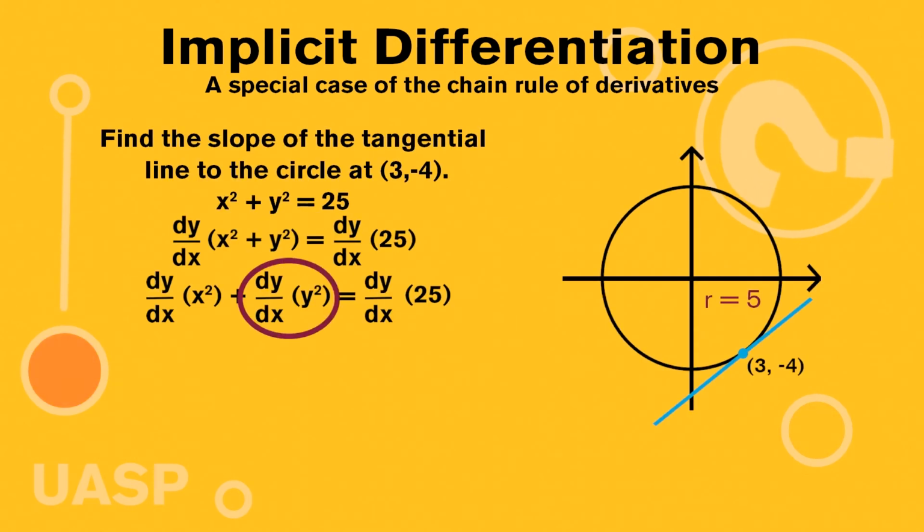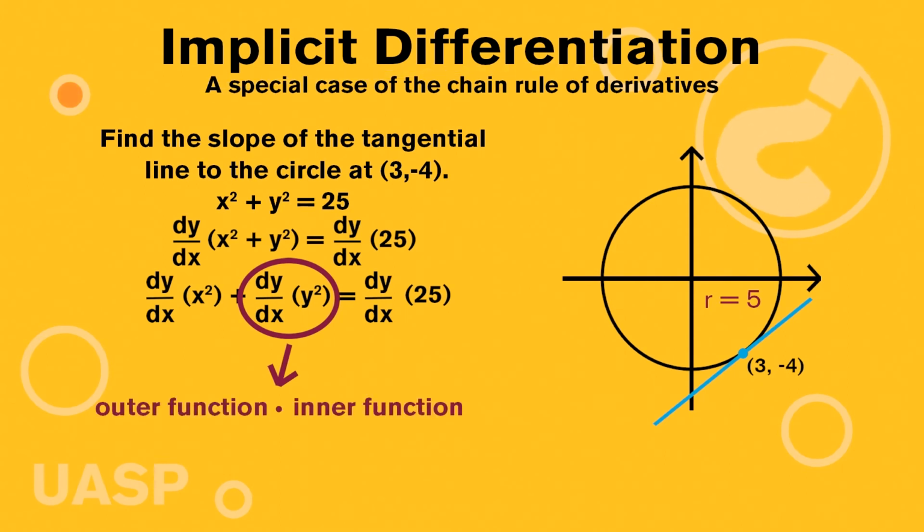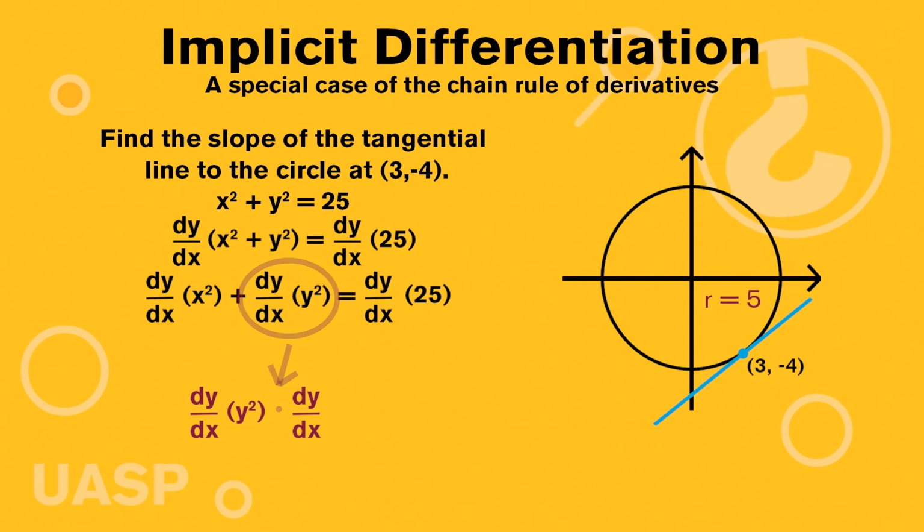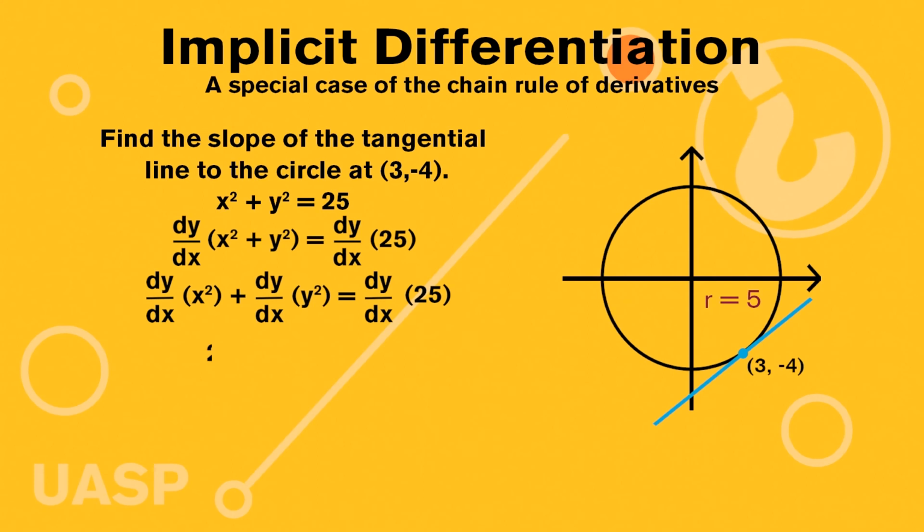In this case, the outer function is d over dy of y squared, because the exponent, 2, is our outer function operating on y. And the inner function is dy over dx, because y is some expression with x's in it. D over dy of y squared follows normal rules and becomes 2y. dy over dx can be called y prime, which is the derivative of y and what we're looking for.